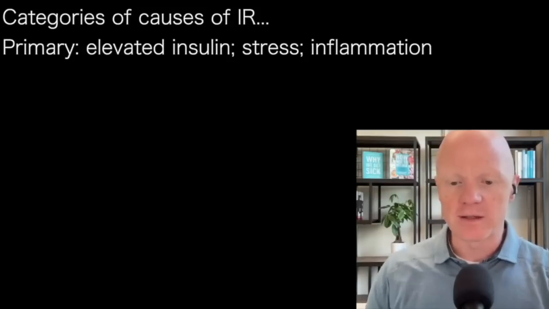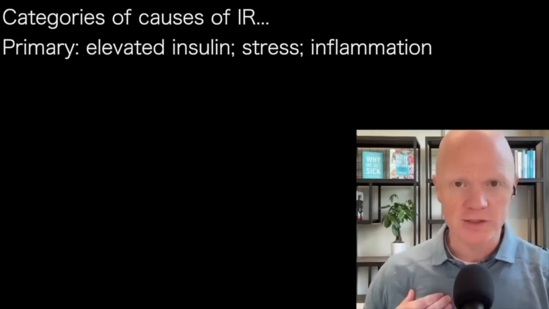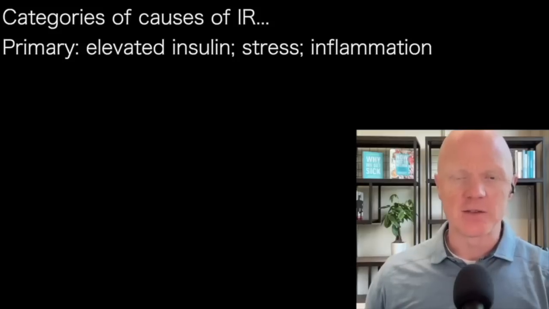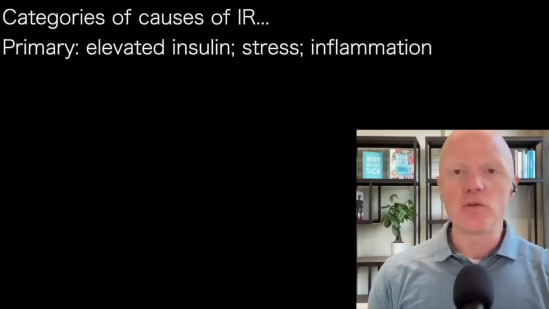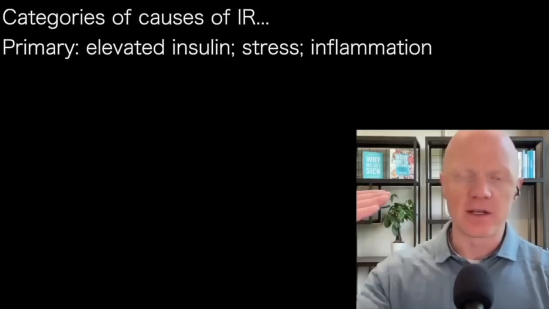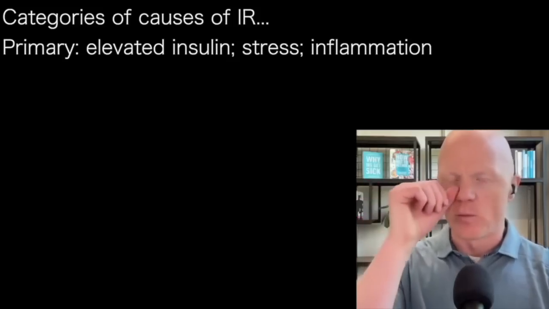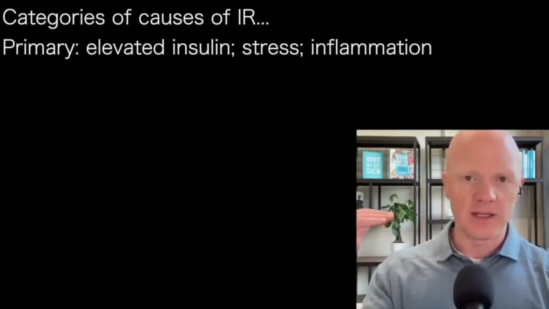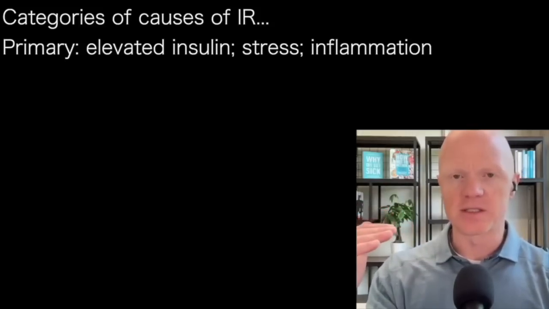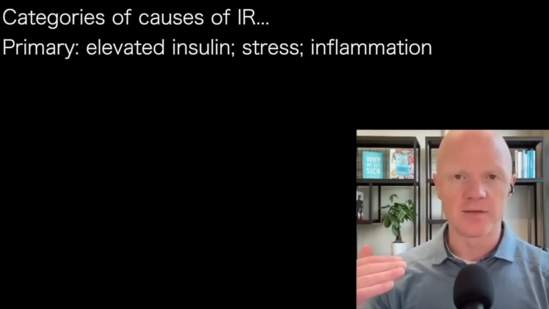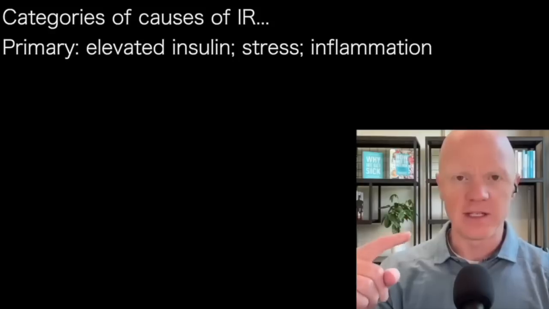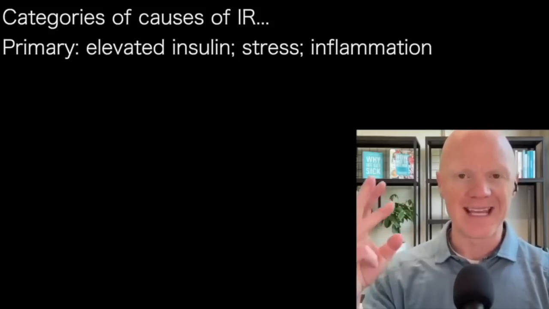One of the things that interested me most over the years in uric acid is its connection to insulin resistance. Now, you have heard me discuss before these categories of causes of insulin resistance, where at a high level, I have what I consider to be primary causes of insulin resistance and secondary causes of insulin resistance. The primary causes include chronically elevated insulin, stress, and inflammation.